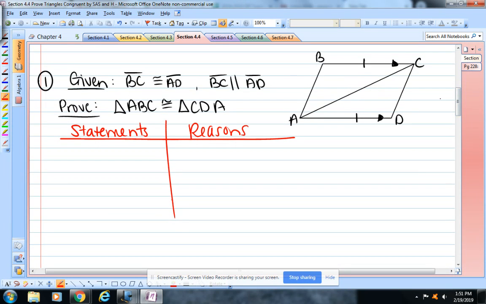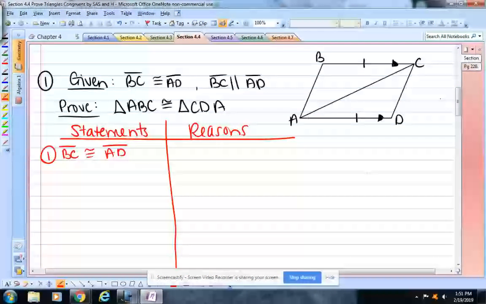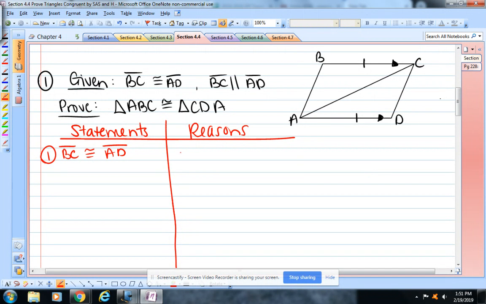And where do we get our first statement from? The givens, okay? You can do them both on the same line if you want to. Segment BC is congruent to segment AD. Is that marked on the picture? Yes, those little tick marks are marked, so they're congruent. If they're not marked, you need to mark them. So those are given. And BC, what do those two lines mean?